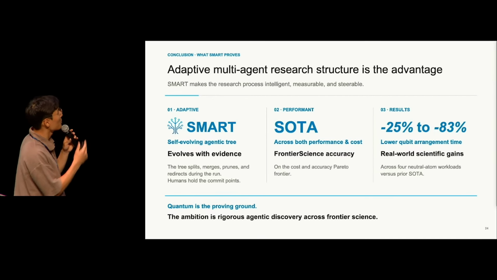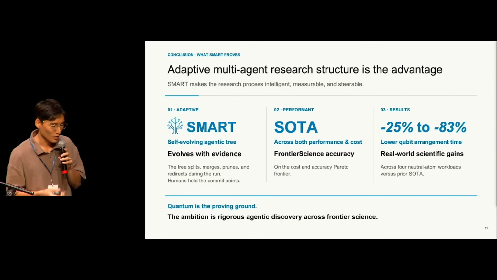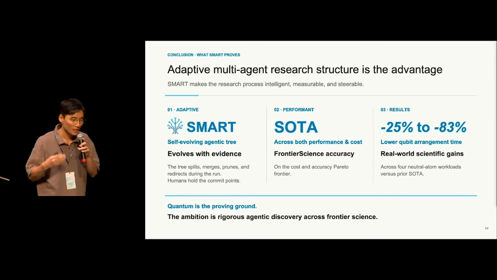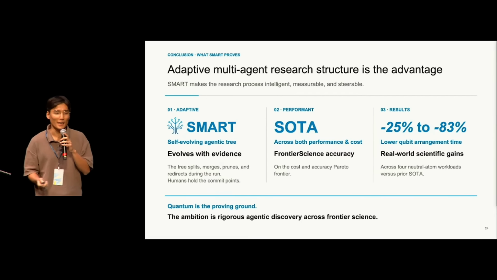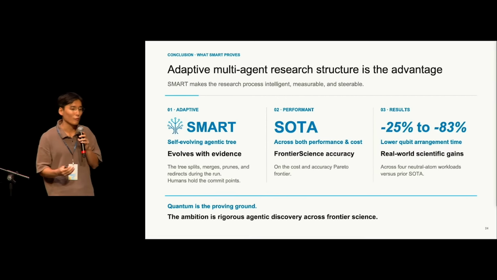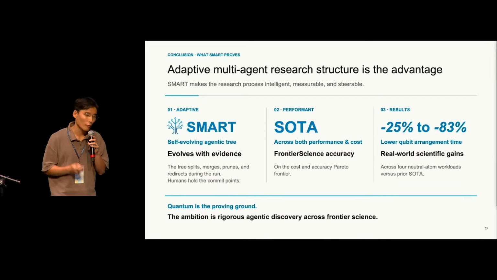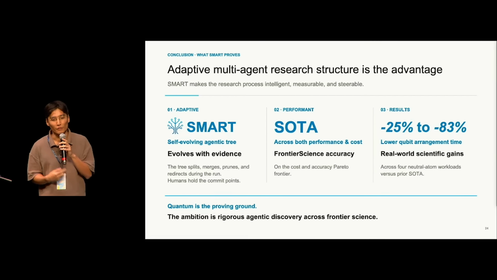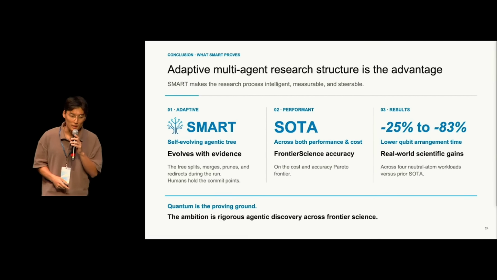With that, I'll just put the conclusion slide here, but I just want to point out that there are other tremendously interesting and challenging problems in quantum science, such as error correction, that we can solve with SMART. And that would be the proving ground for building agents that lead us to transformative scientific discoveries in various frontier domains. Thank you for listening.